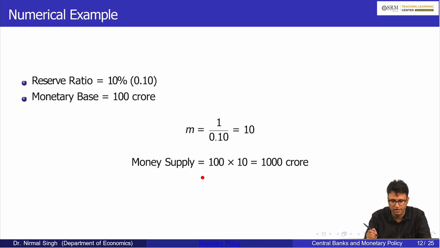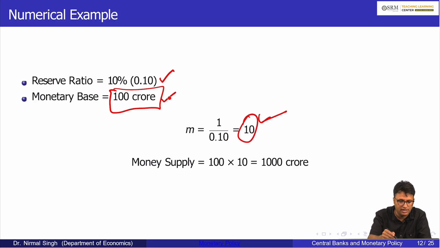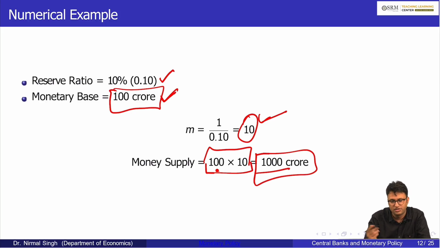So let's have a numerical here. If the reserve requirement is 10% and the monetary base is 100, so monetary base money created by the central bank, in that case we need to find out the M. So M we know is 1 upon RR, so 1 upon 0.10, so M is 10. So if the base money is 100 crores, we multiply with the multiplier, that is 10, and we get 1000 crores. So this is how 100 crores is changing into 1000 crores through the power of the multiplier here.